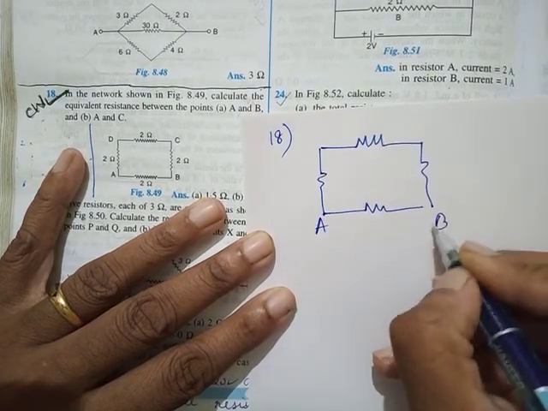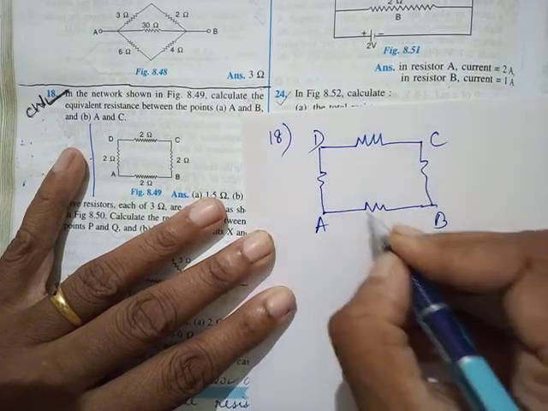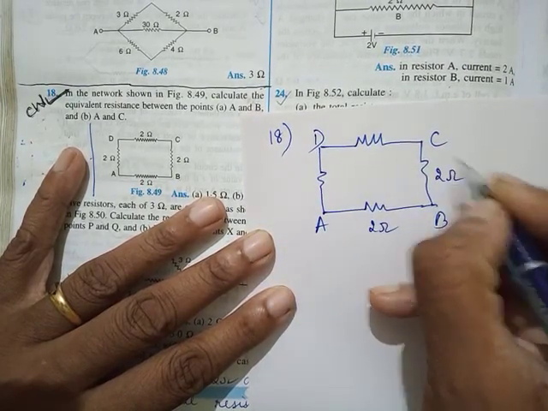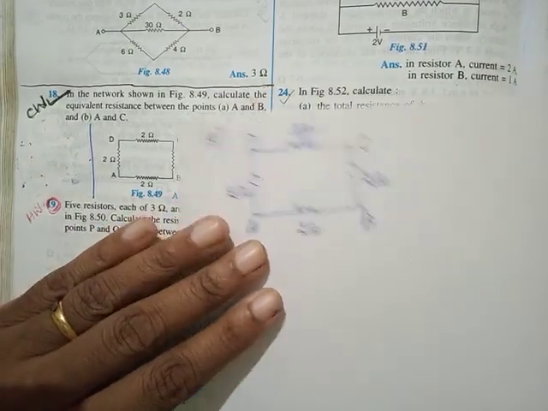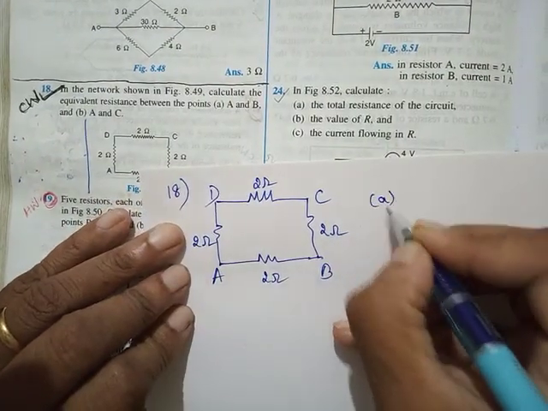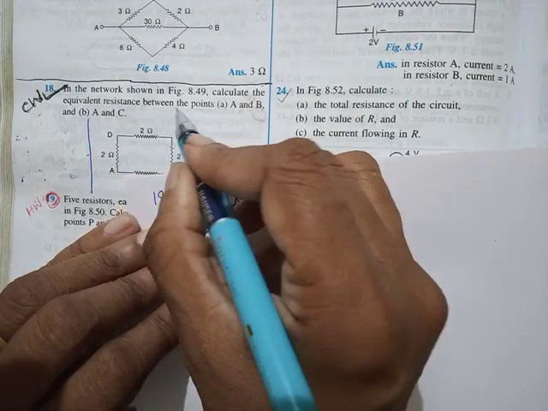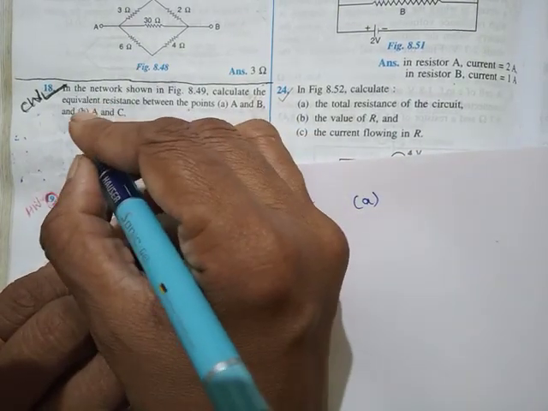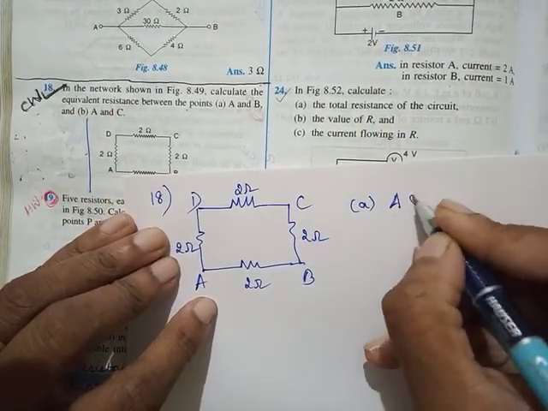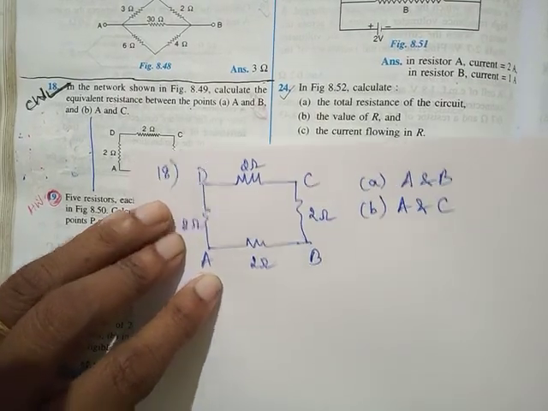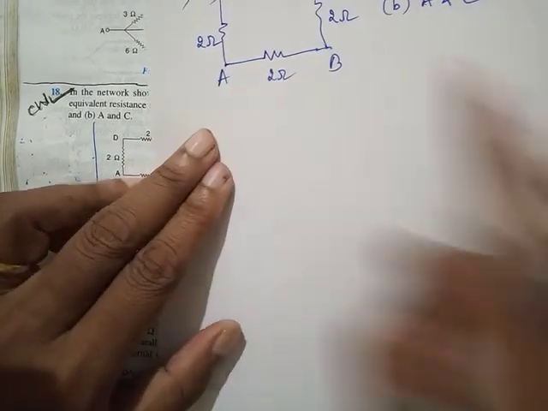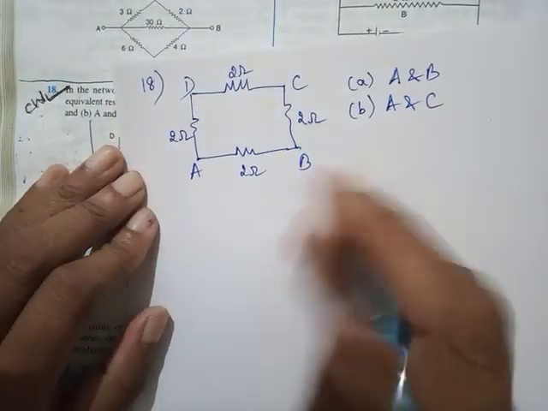A, B, C and D. 2 ohm, 2 ohm, 2 ohm and 2 ohm. Okay, and the question is, you have to find the equivalent or total resistance between A and B and then A and C. Okay, between A and B and A and C.